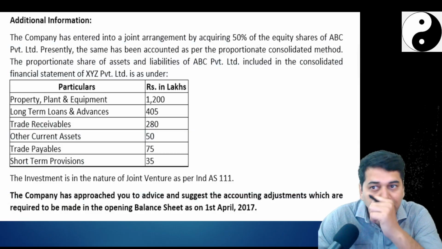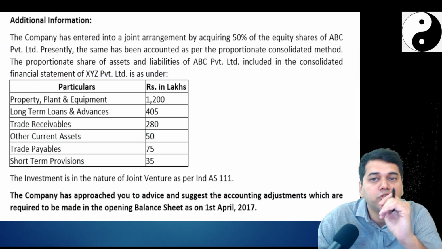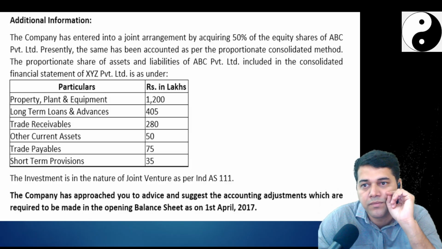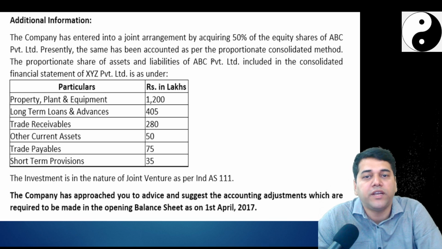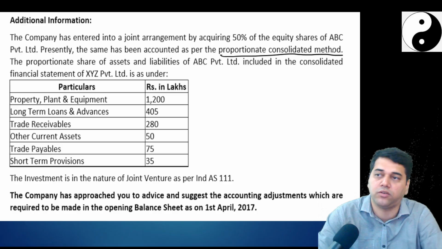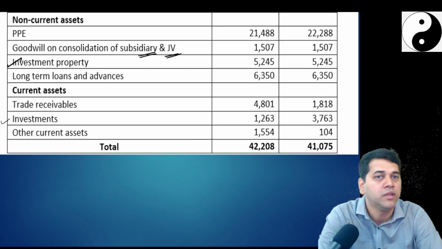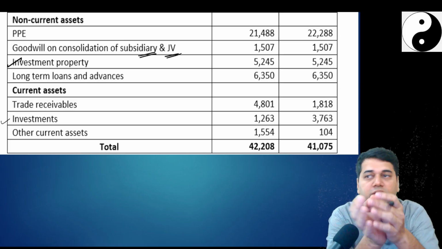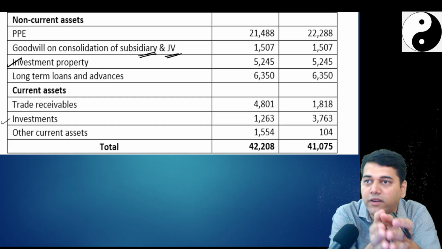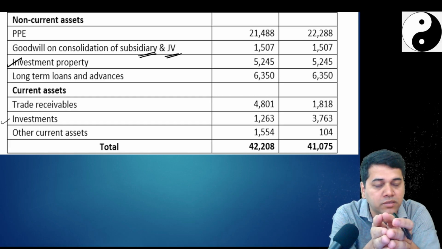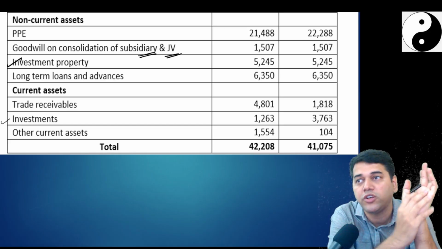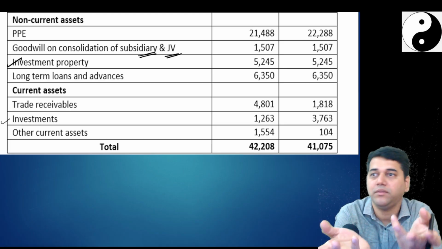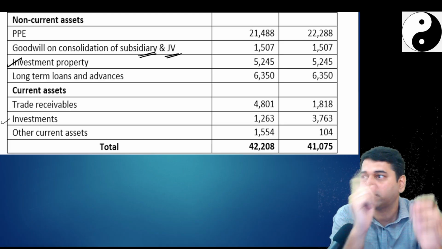What must have happened? Let us see. The company entered into a joint venture by acquiring 50% of the equity shares of ABC Private Limited. Presently it has been accounted using the proportionate consolidation method. In the previous accounting standard, just like you would have consolidated the subsidiary by taking 100% of the assets, even though your stake is only 80%, the same thing was applicable to the joint venture. But under Ind AS now, you cannot continue like this. Ind AS does not permit it.